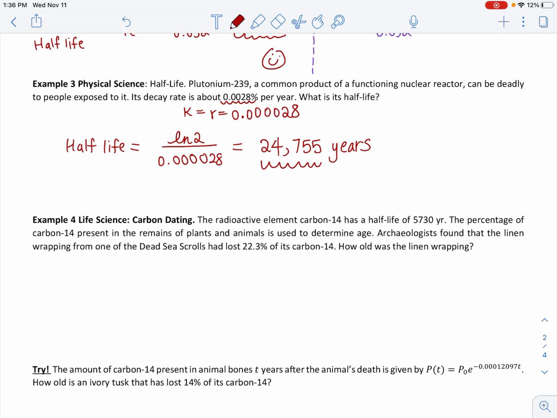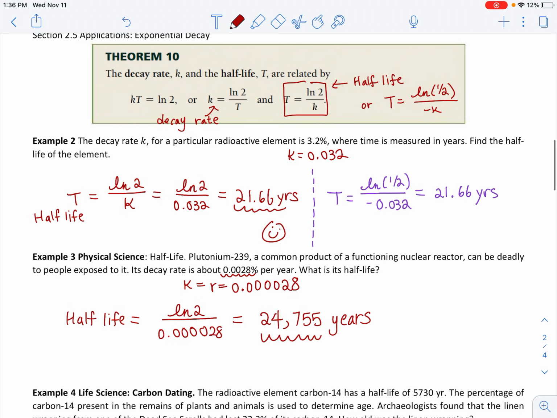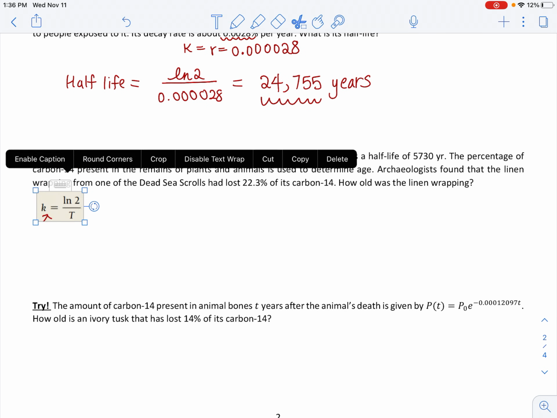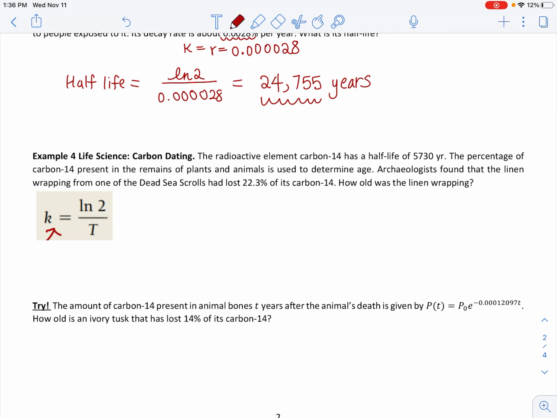Okay, so I think I'm going to go ahead and find the rate here. We're going to find the rate. All right, so I can use this rate formula. Let me go ahead and copy this rate formula down here. Okay, so what is the rate? We do know that the half-life is 5730 years. So the exponential decay rate, k, is equal to natural log of 2 divided by 5730.